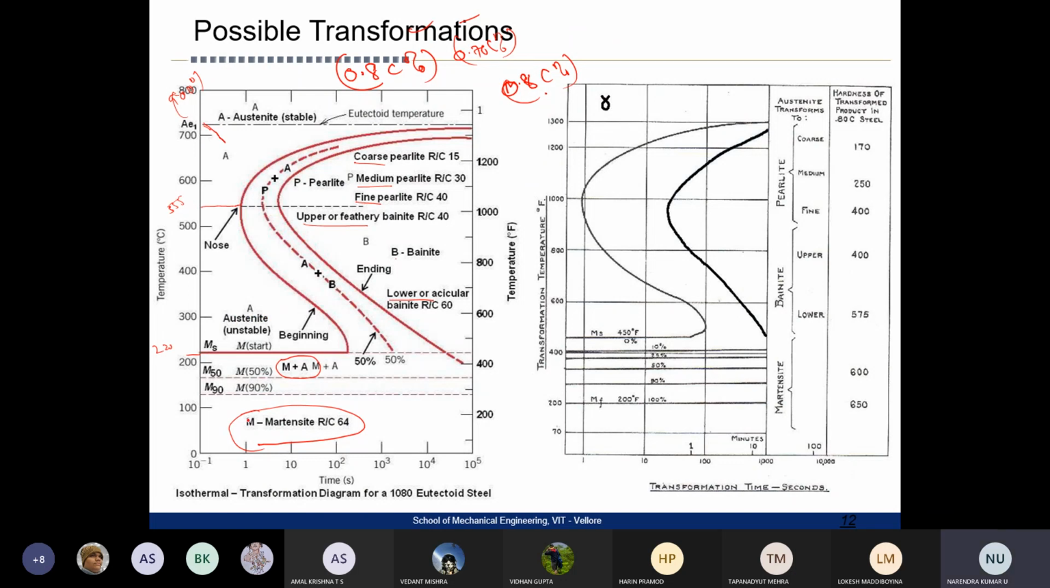This is 1 second. So within 1 second, I'll drop the temperature from 727 to 675. I maintain the temperature at 675 for a duration of time. So how much duration, I'll tell now.